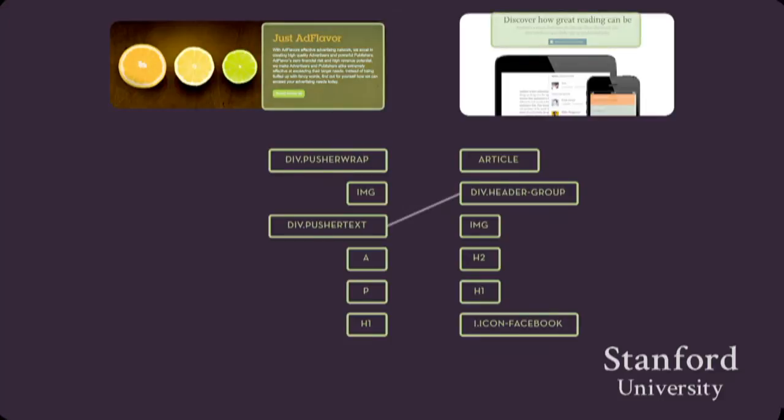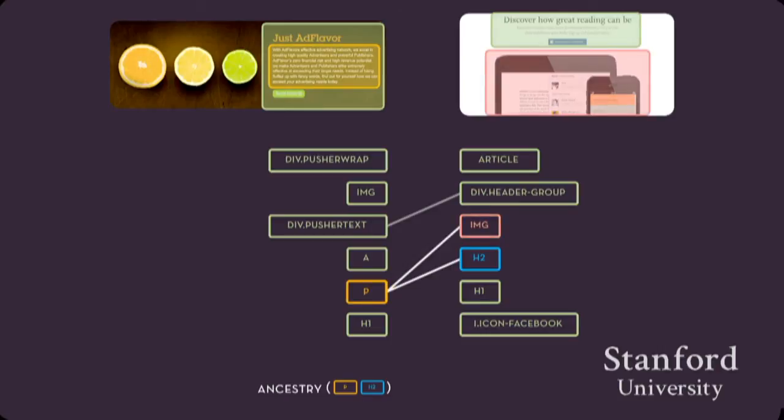Next, let's consider the ancestry cost term. Suppose you fix an edge between these two container nodes. Then the edge matching together two children, these two text blocks, will have a smaller ancestry cost than the edge matching together one child and a sibling. So the ancestry cost penalizes edges that fail to preserve ancestry relationships between the page trees.